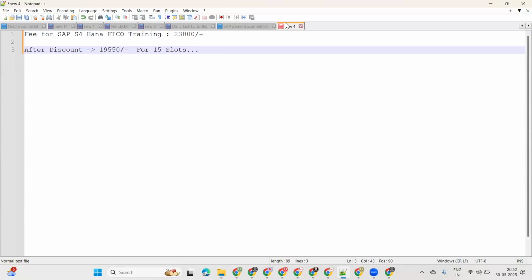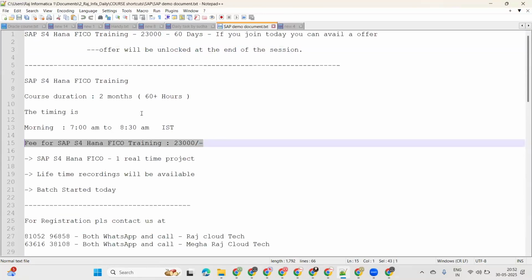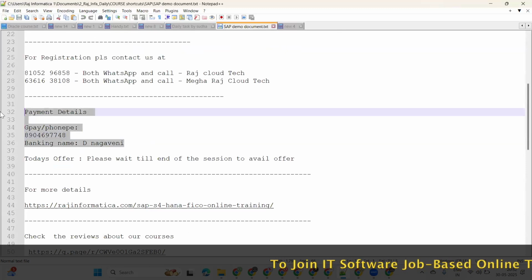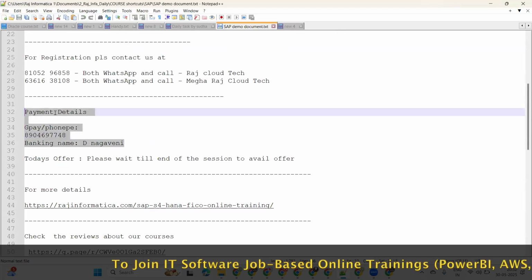So if you are planning to join this batch, you can plan to pay this 19,550 rupees and you can join. We accept all the payment modes. If someone wants to go for UPI, you can use these UPI details.